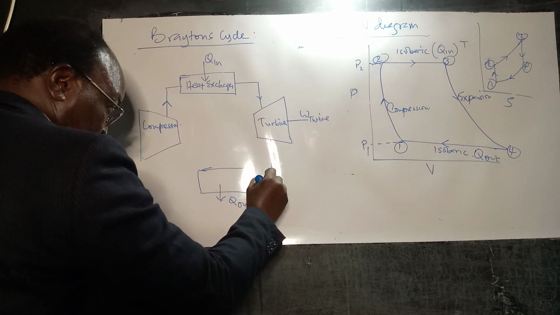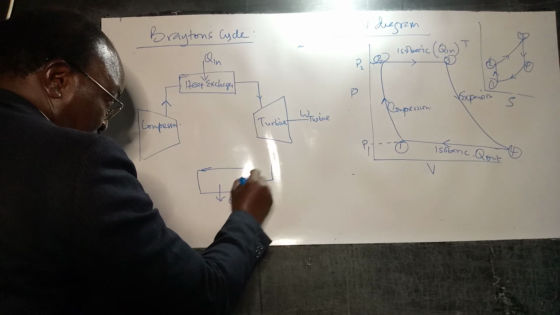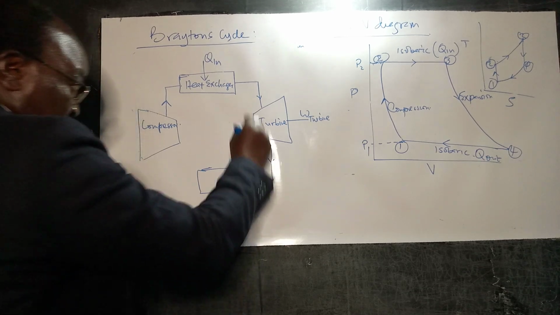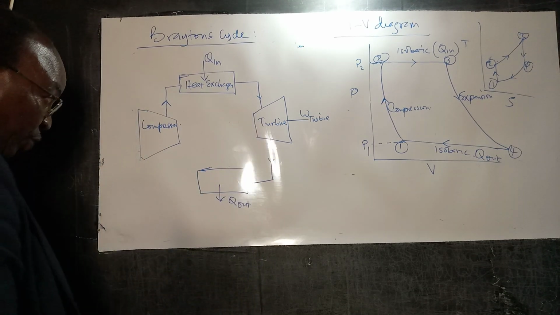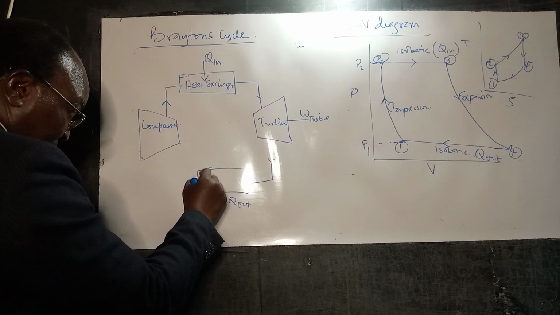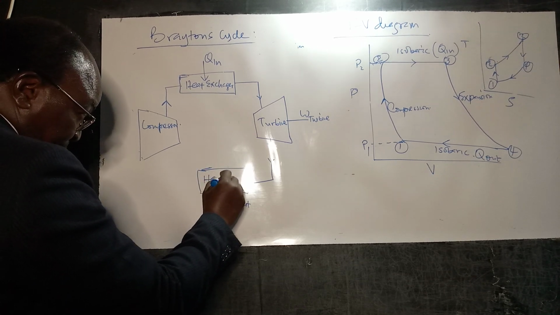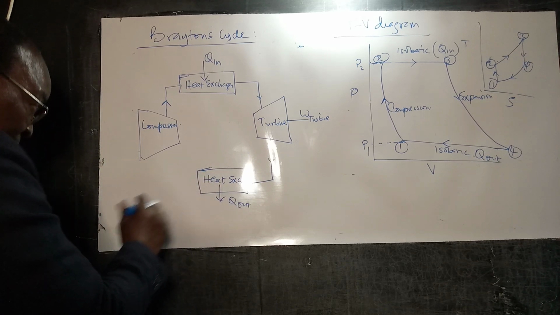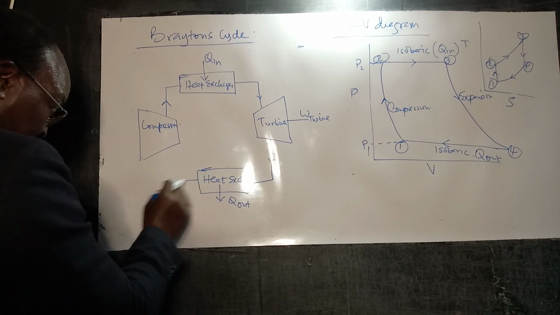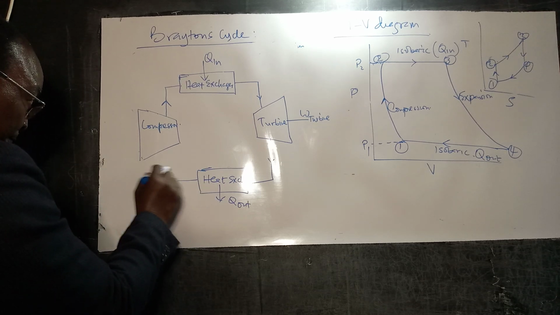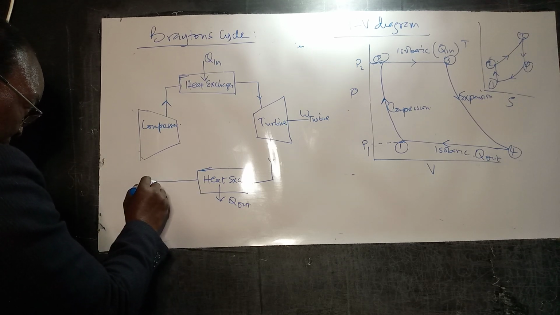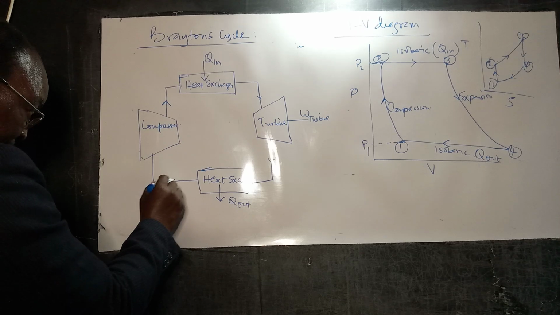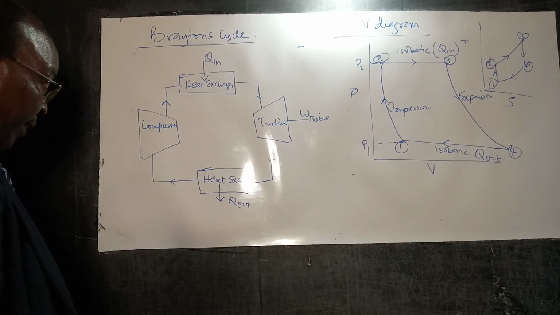And of course, whatever is exhausted goes to the heat exchanger, where whatever heat is rejected is represented as Q out, and then back to the compressor. And there we are, that cycle.